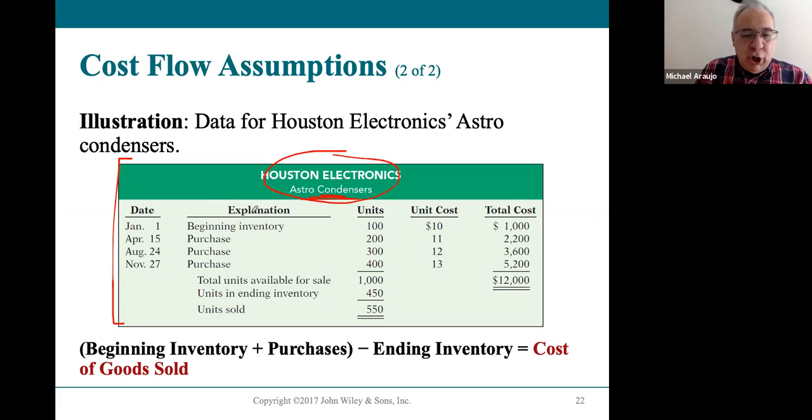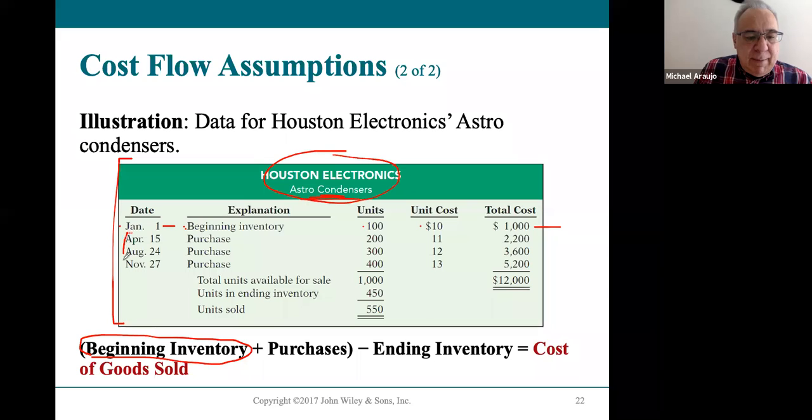And as you see, you kind of know how it goes. They start the year with a beginning amount of these products in their inventory. They have 100 of these Astro condensers right away as of January the 1st from the previous year. The cost for those Astro condensers to the company were $10. So they're starting the year off with beginning inventory of $1,000. 100 units are still in the store at $10 each. So that's $1,000 of inventory that they start with, which is this number here, beginning inventory.